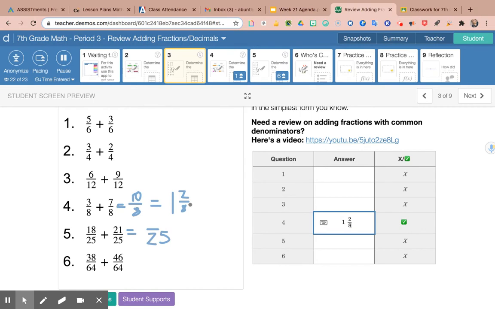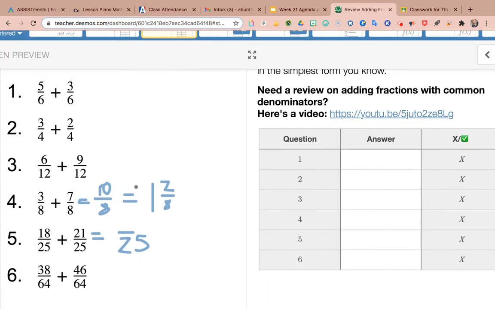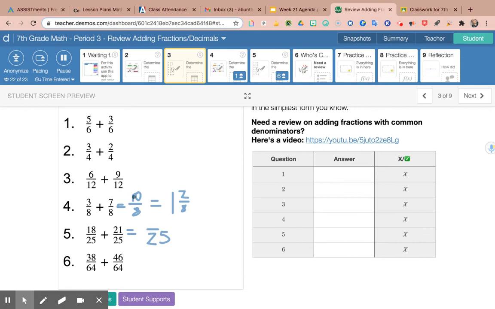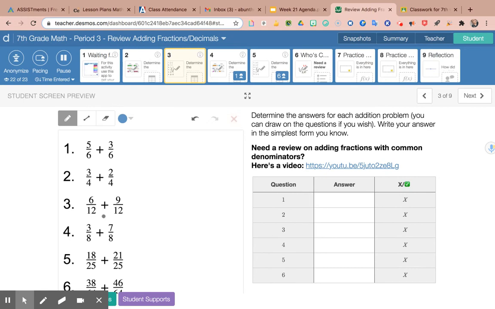I can actually reduce this even more to 1 1/4, but just try to practice at least turning them into mixed numbers instead of improper. But if you're stuck, you can just leave them as improper. As long as you have all green check marks, you are good to go. So when the bottom number is the same, I just add the top and keep the bottom the same.